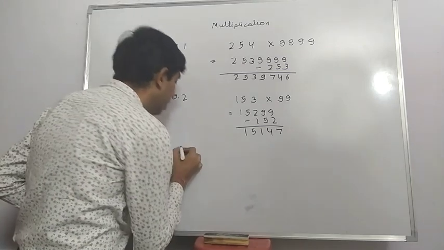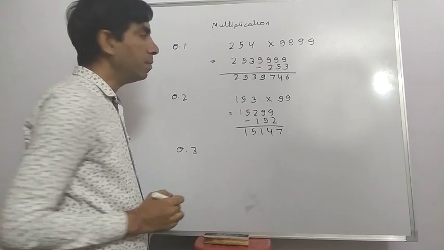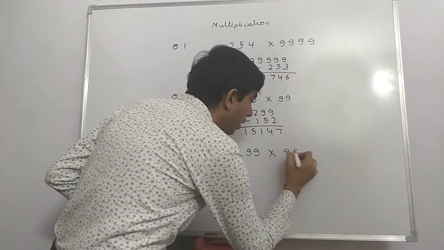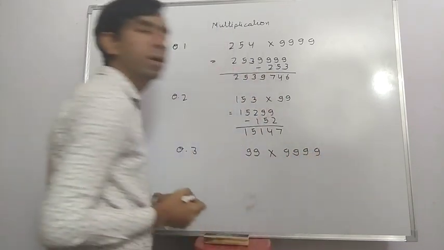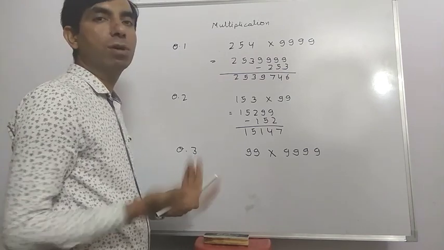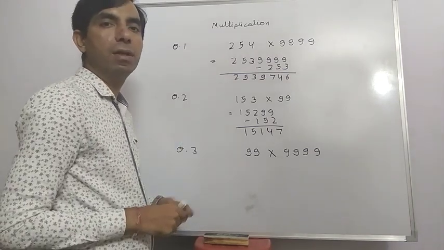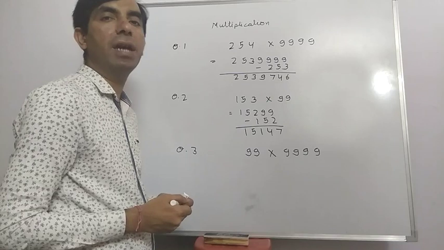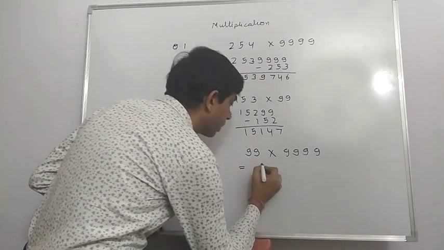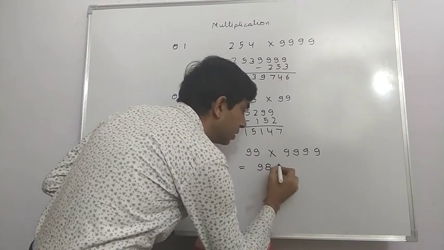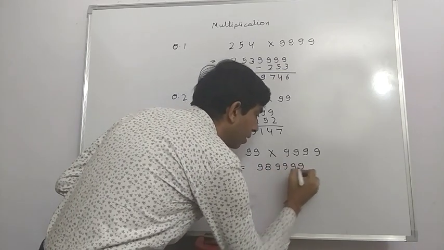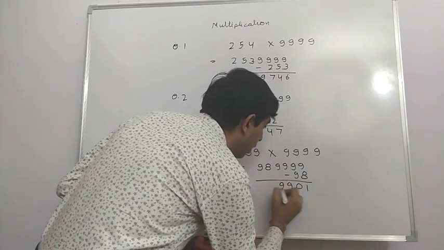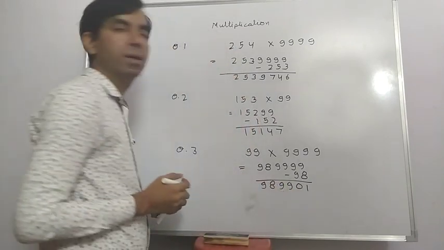Then we take another number, 99 multiply 9999. Here we can take any number as the first, because both our numbers are made by 9. Then it is our choice. There are no compulsory rules, because here both numbers are made by 9 digits. So write 98 and 9999 as it is, and subtract 98. Then the answer will be 989901. It is our solution.